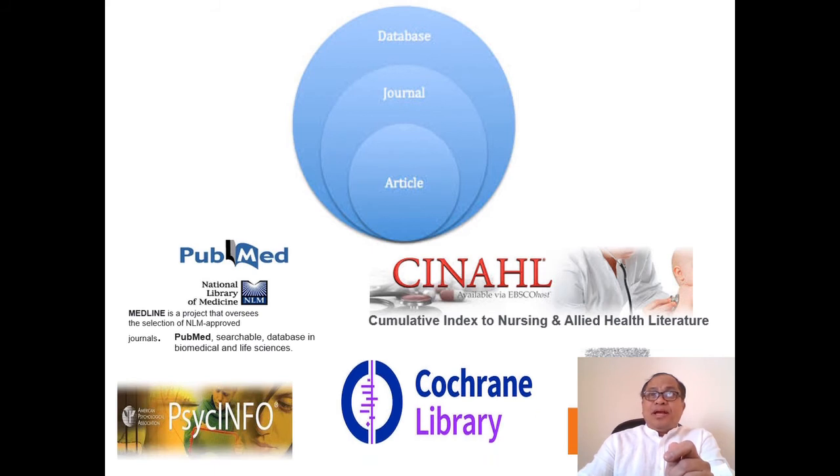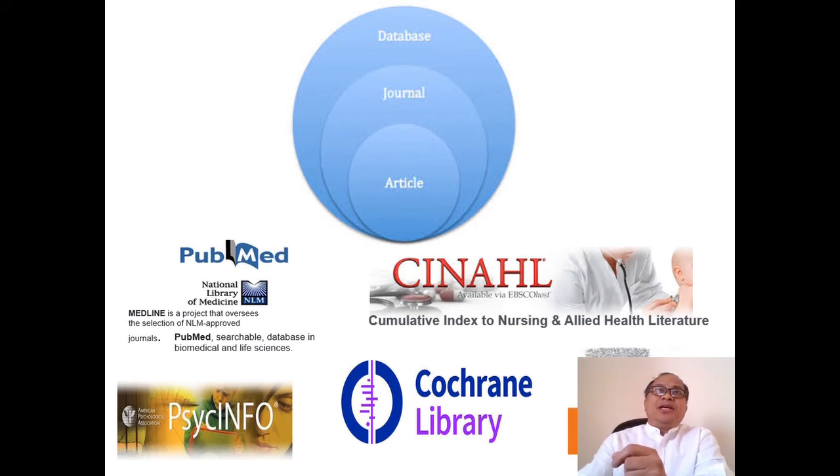The last is the Cochrane Library. Cochrane Library is a small type of database where it seems to be important in systematic reviews. This is a database that serves to be a gold standard if we want to look for systematic reviews. Take note that systematic review seems to be the highest in the hierarchy, in the level of evidence, and that is where Cochrane Library plays an important part.